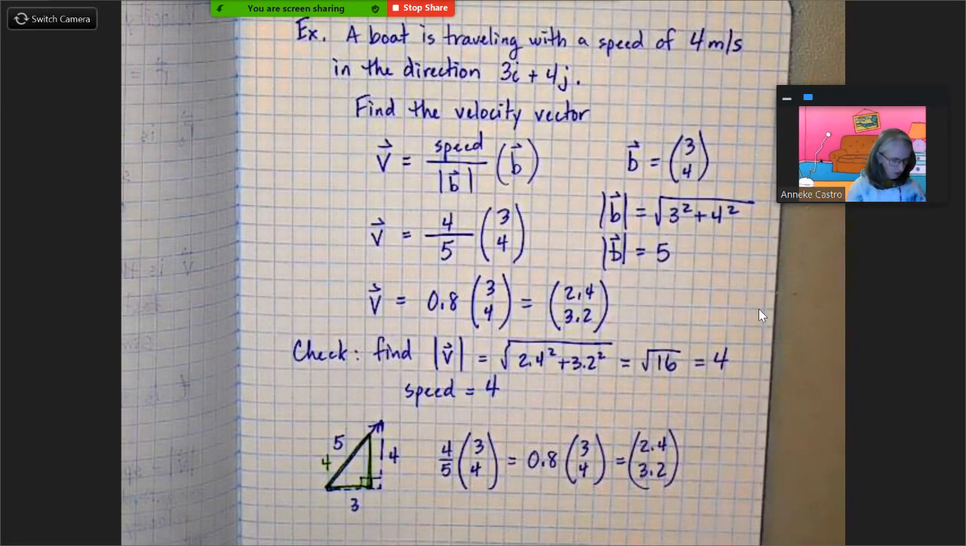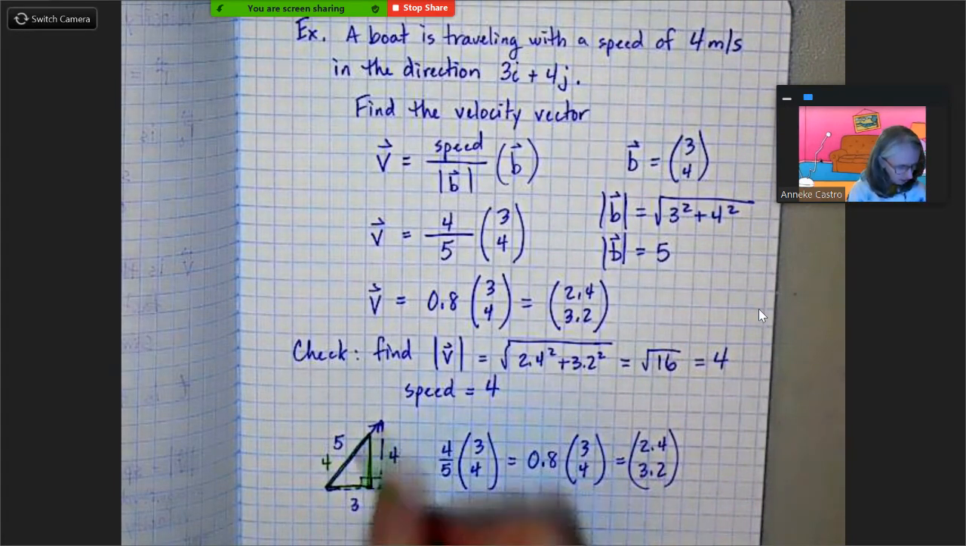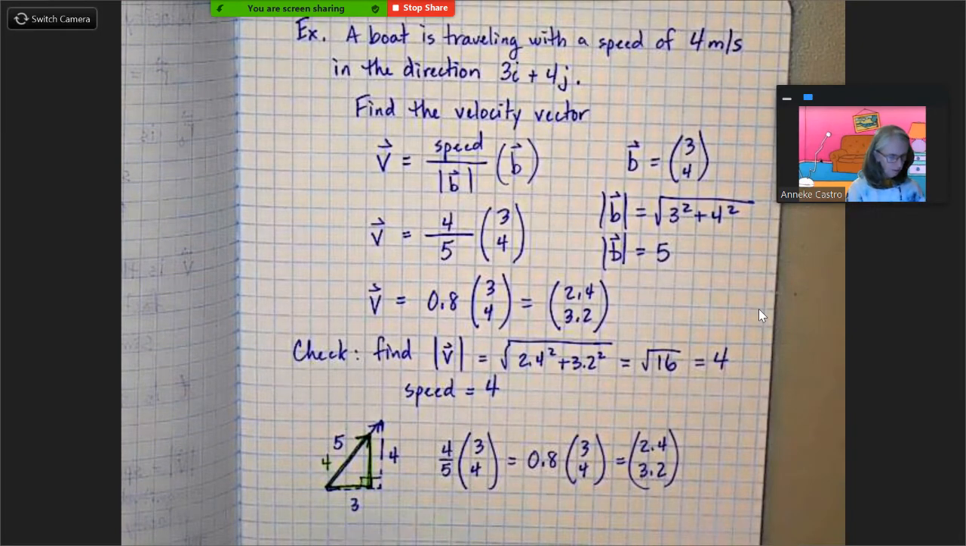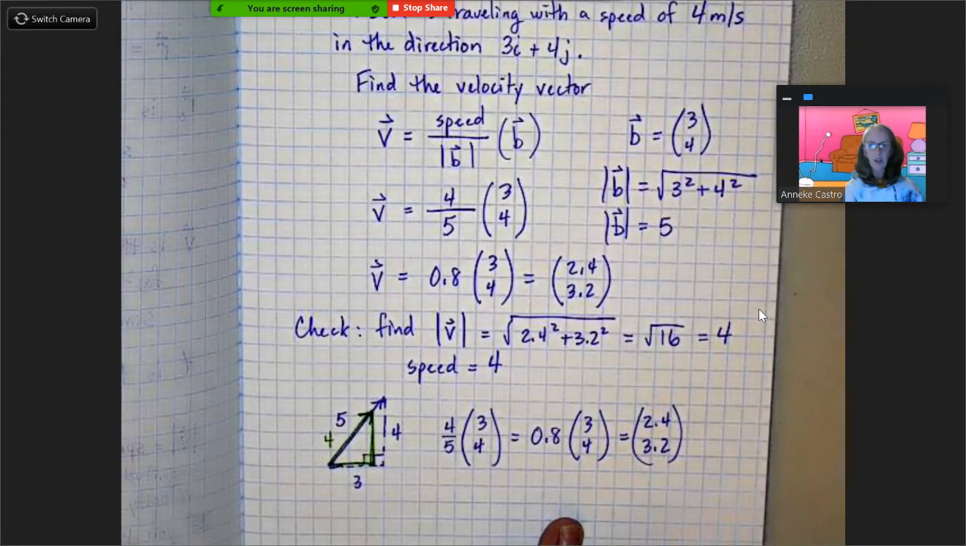That's my velocity vector. This little green vector is my velocity vector. This is how fast my boat is going. It's going 4 meters per second, in the same direction as the purple vector, but that purple vector doesn't have a speed of 4 meters per second. So then I could figure out how far my boat has gone after a certain number of seconds, because now I have my velocity vector. My velocity vector can now help me figure out how far I've gone in a given amount of time.